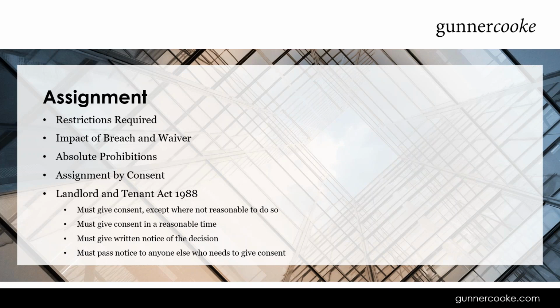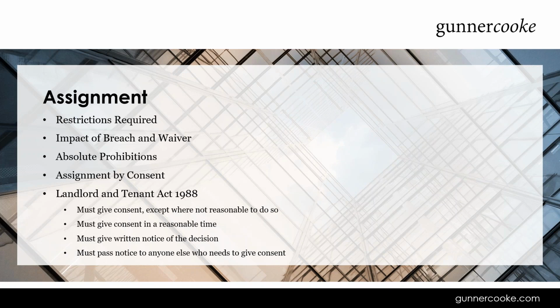If you've got an absolute prohibition on any kind of assignment, so you may not assign under any circumstances under this lease, then you're going to need to issue a deed of variation in order to allow an assignment. If you've got assignment by consent, you need to bear in mind the requirements of the Landlord and Tenant Act 1988, which requires you to give consent except where it's not reasonable to do so. Now, a lot of tenants will push to say it's expected that you give consent, but the second part of that is very important. It's not where it's not going to be reasonable to do so.